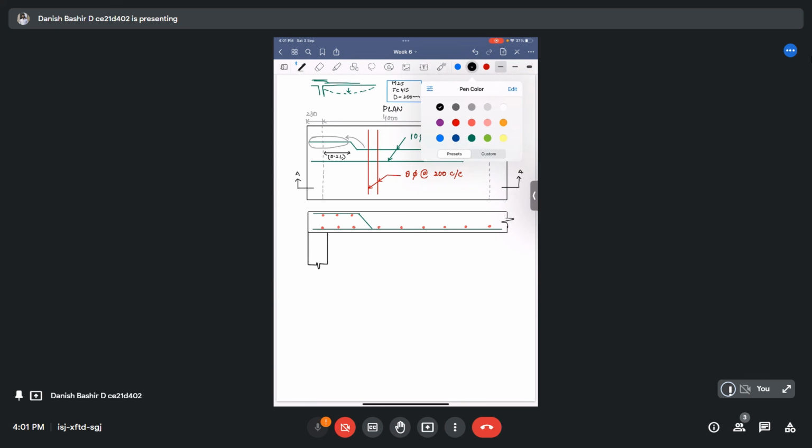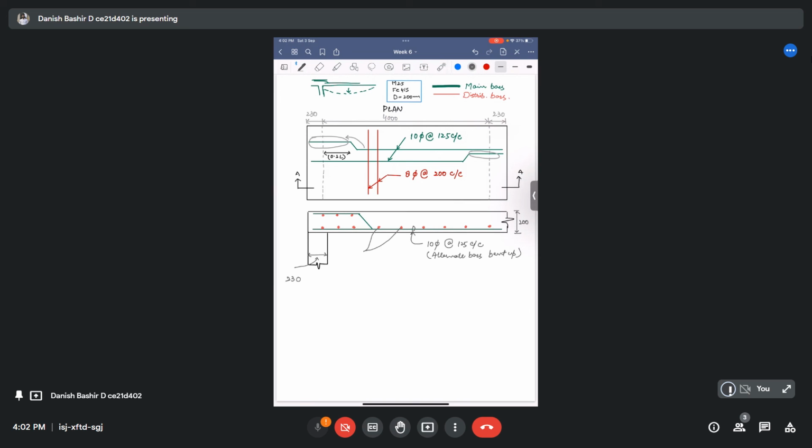It is 230 mm, 230, and we provided a gross depth of 200 mm, and we gave this reinforcement as 10 mm bars at the rate of 125 center to center, and these are alternate bars bent up.